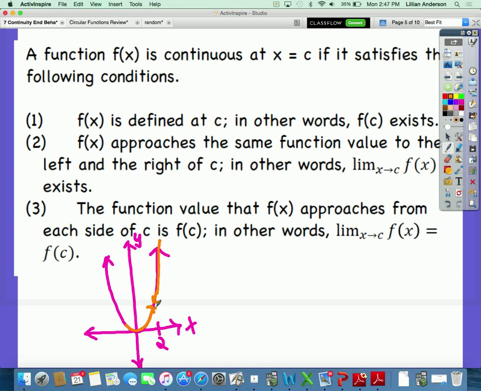So the first, f of C has to exist, meaning it has to be defined. If you're approaching from the left and the right, it actually approaches a number. And the last one, whatever number it approaches is the exact same thing you get when you evaluate. Okay? Now, question.